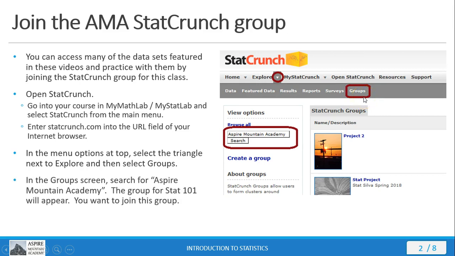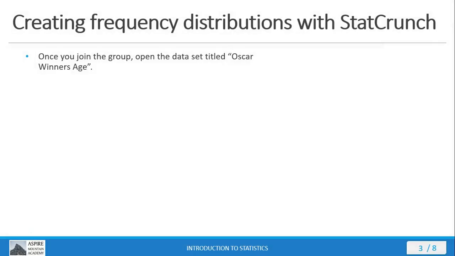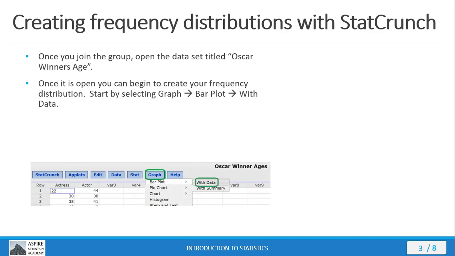In the screen that follows, and you see a portion of it here, you can find the group by using the search box here at the left. Search for Aspire Mountain Academy, and you'll easily find it. Then click on the title to join. Once you've joined the group, enter it and select the Oscar winners' age data file. StatCrunch will then open the file for you. Once the file is open, you can make your frequency distribution.